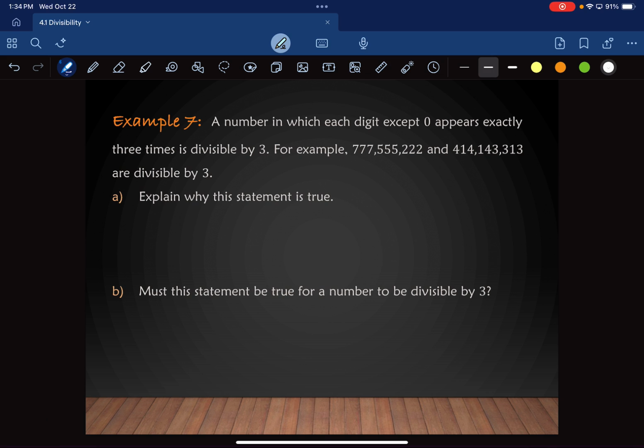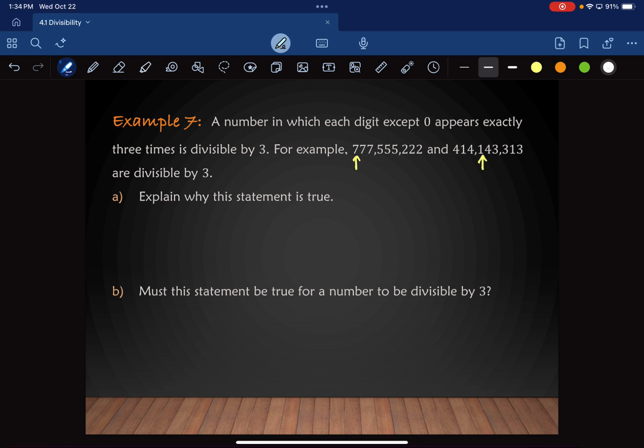Example 7, rather. All right, it says a number in which each digit except 0 appears exactly 3 times is divisible by 3. For example, 777,555,222 or 414,143,313 are divisible by 3. Okay, so they're telling you that if a digit shows up like 7, it's going to be there 3 times. If a digit over here like 1 shows up, it's going to be in the list 3 times. That's the description. And if a number has this property, it will automatically be divisible by 3.